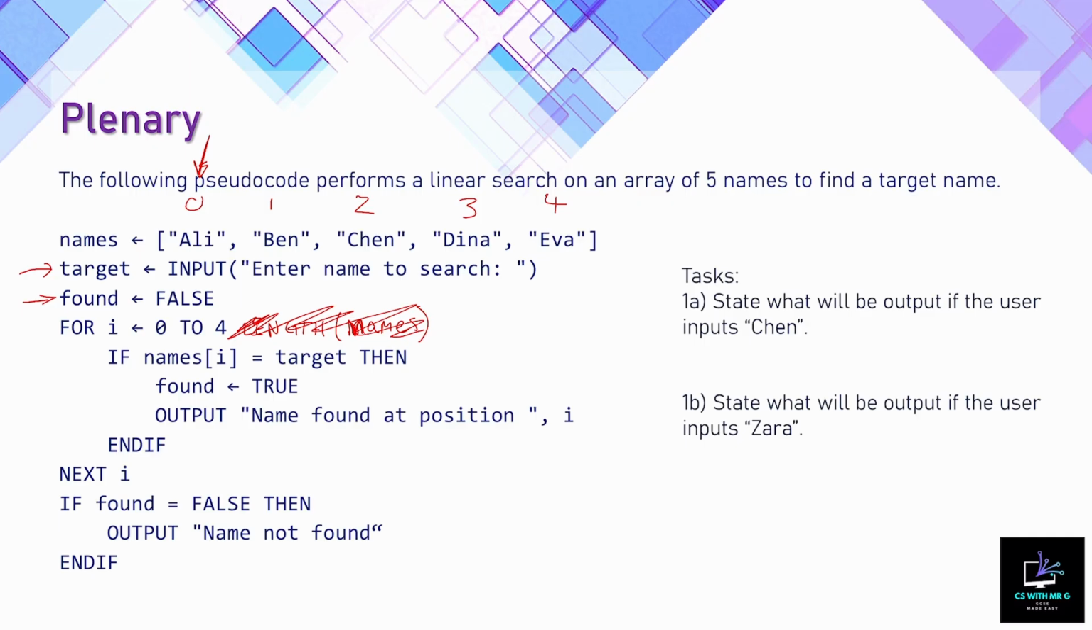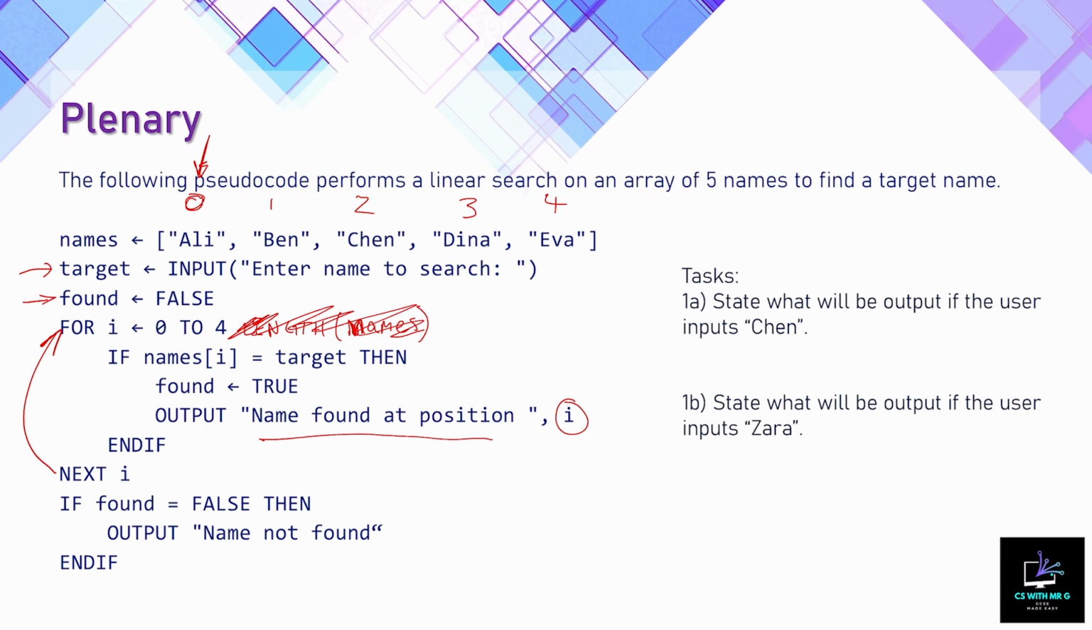I also output this message saying name found at position I. And then I represents 0 at this moment in time, so it will say name found at position 0 if the name was Ali that was entered. Next I indicates we loop back round and go to number 1, so I goes up to 1, and we do the same thing again. And again, this will run until I equals 4.